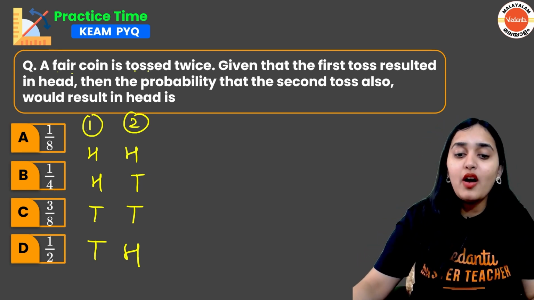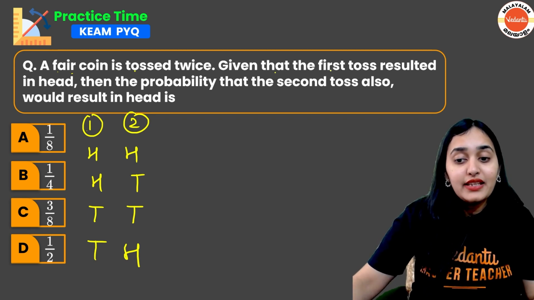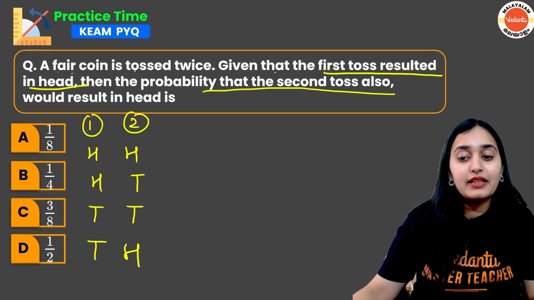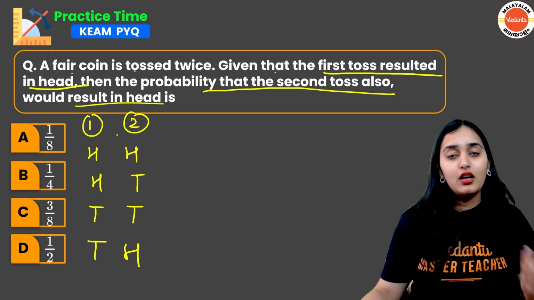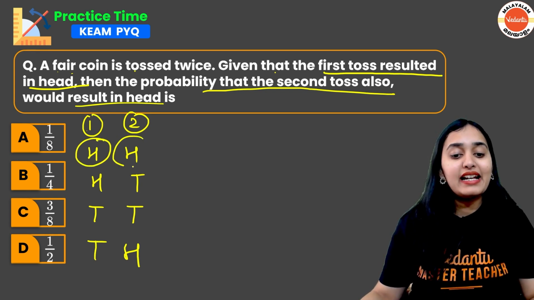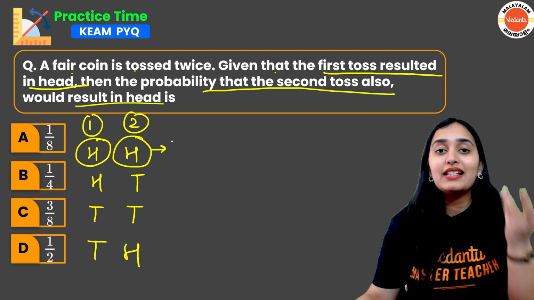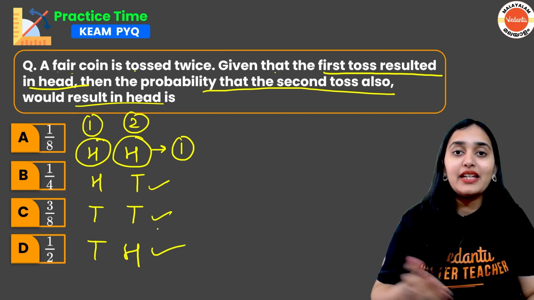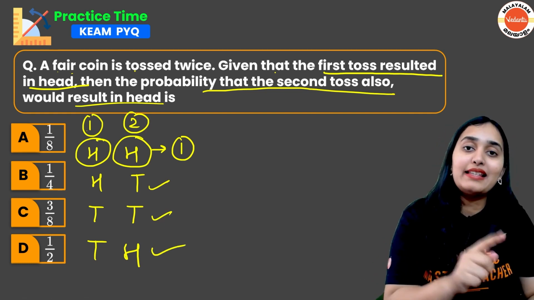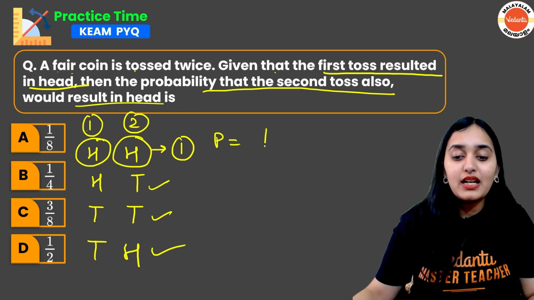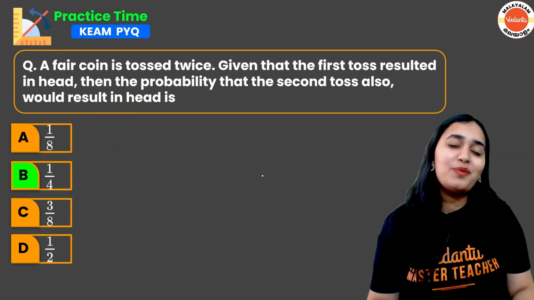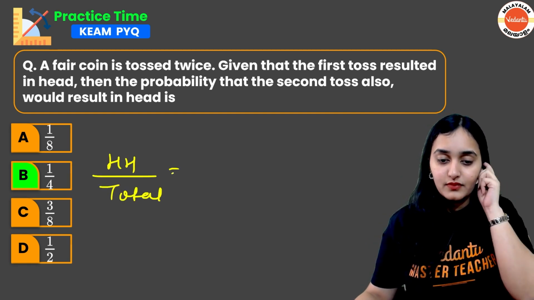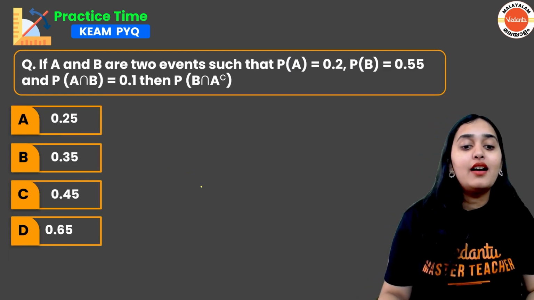Okay. So the coin is tossed twice. Given that the first toss resulted in a head, what is the probability that the second toss would also result in head? So simple. First is a head, second is also a head. How many favorable outcomes? Only one. There is no other outcome which is having head, head. So the probability will be 1 out of 4. Option number B. Right? There is only one head, head out of total. So 1/4. Clear? Next question.